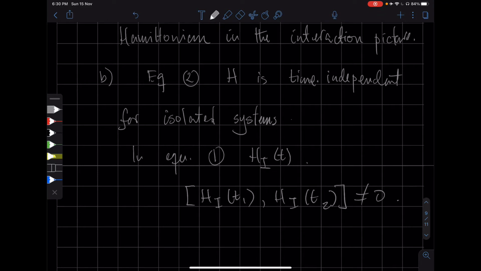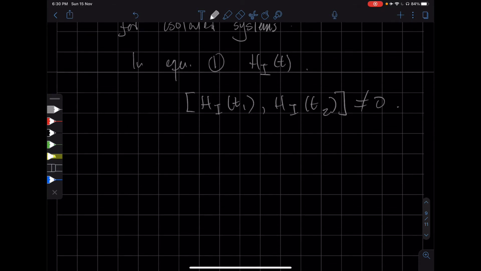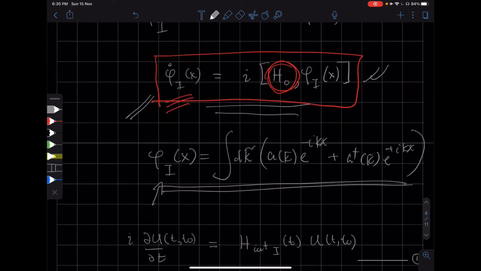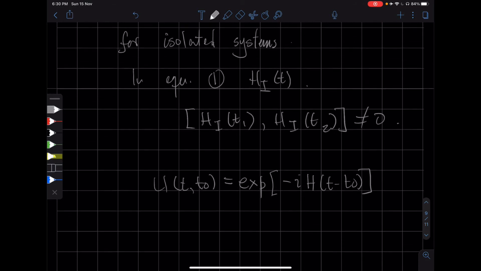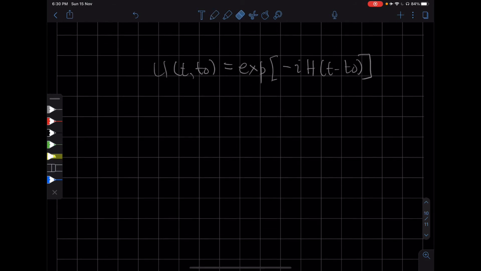So because of the time independence of the Hamiltonian in equation 2, the formal solution to the Schrodinger equation is given by the time evolution operator, which has a very simple form. It's just the exponential of minus i H (t minus t0). But because there's a time dependence of the Hamiltonian in equation 1, we cannot integrate this equation that easily with respect to time. So the Dyson series is a formal solution to this problem.